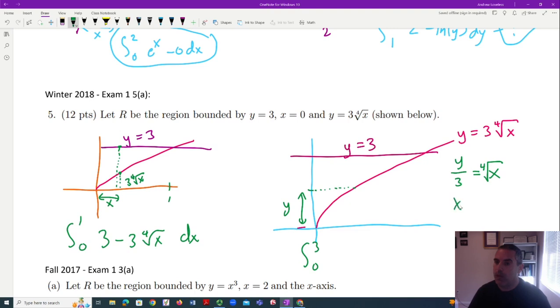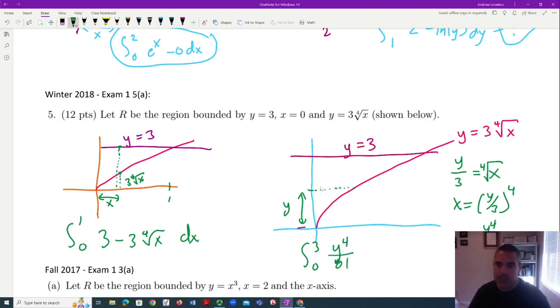And then do the 4th power. So it would be y over 3 to the 4th, or y to the 4th over 3 to the 4th. It's really easier if you simplify. 3 to the 4th is 81. So this would be y to the 4th over 81.